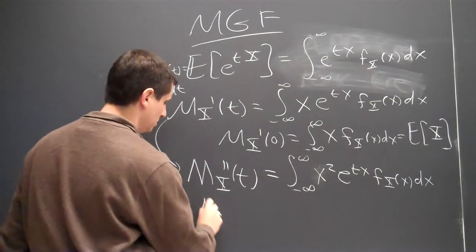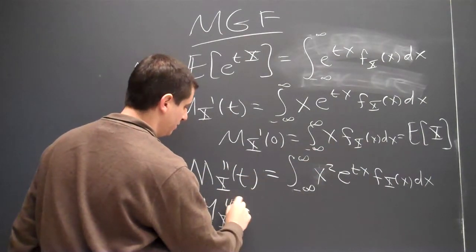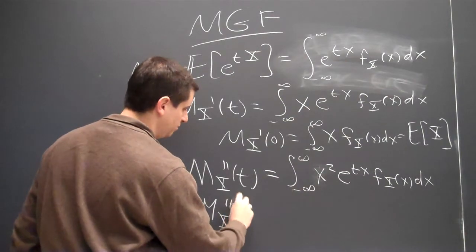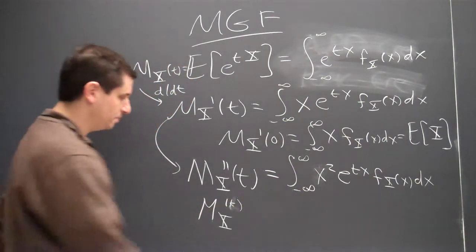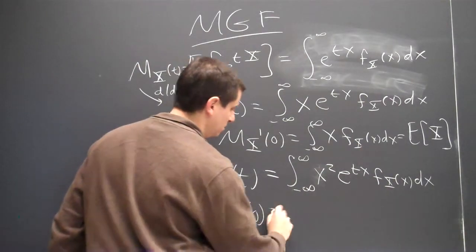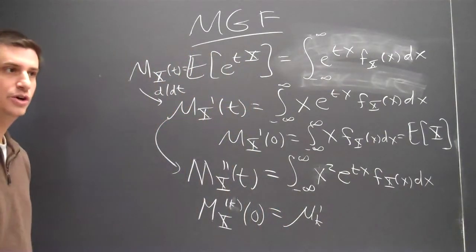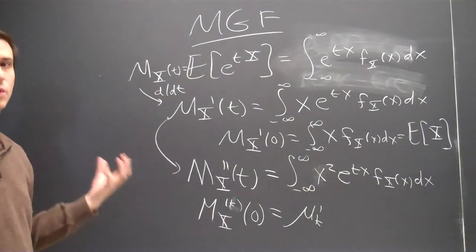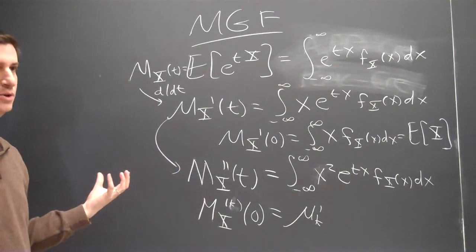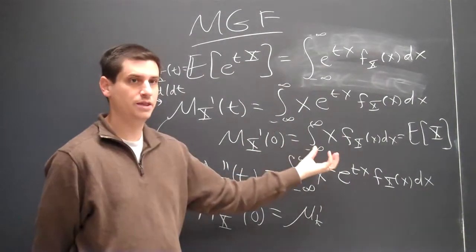So in general, if I take k derivatives, and the way you denote k derivatives is you put it in parentheses, and evaluate it at 0, that'll be the k-th moment. So this is another way to see why we call this the moment generating function. Its derivatives give us the moments.